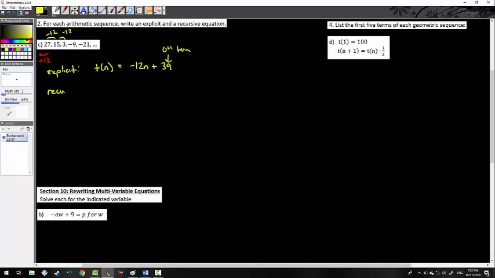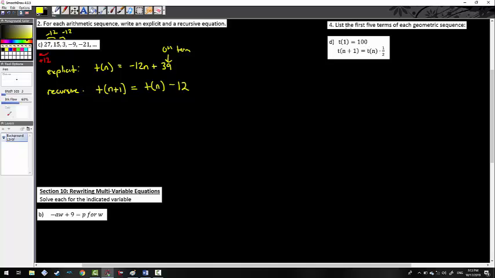Hopefully recursive is getting easier because it's always set up kind of the same way. The t of n plus 1 is how to get the next term. The equal sign means is. What I do is I always use the current term, which is t sub n. And then how does that current term change? Well, it just gets subtracted by 12 each time. So that's your explicit and recursive formula.